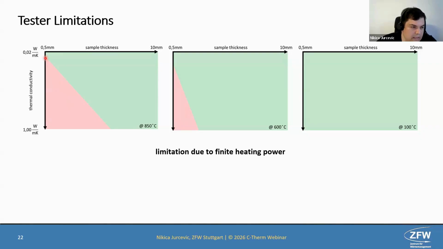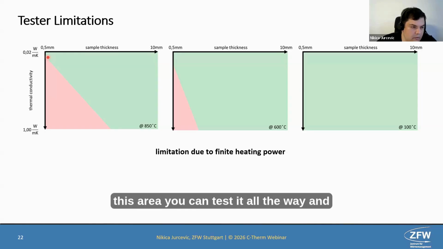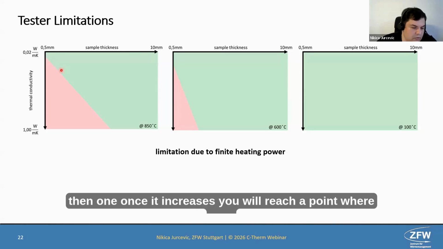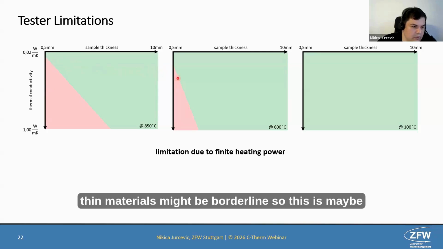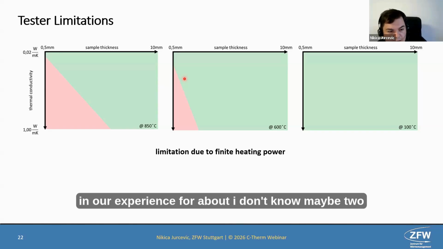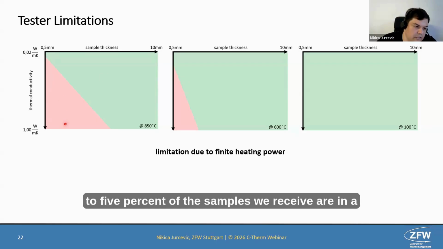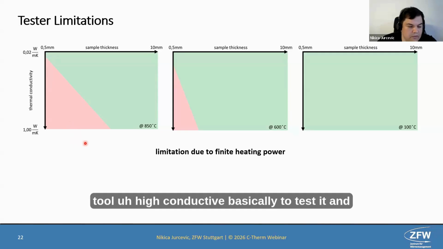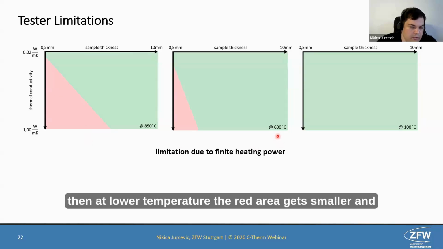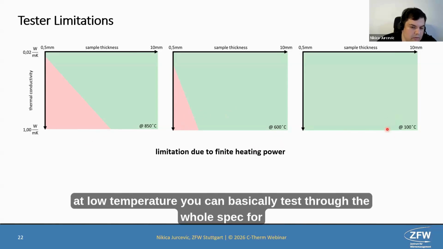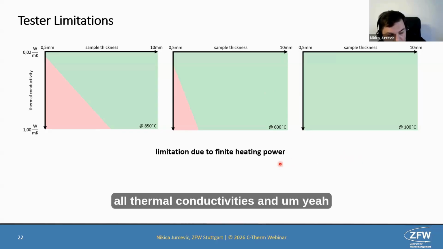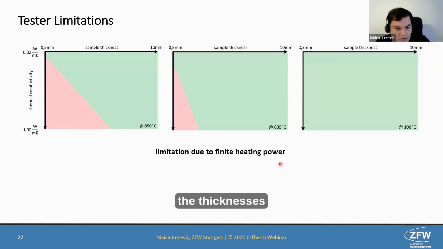You can see an aerogel sample in this area. You can test it all the way. Then, as conductivity increases, you will reach a point where very thin materials might be borderline. In our experience, maybe 2 to 5% of the samples we receive are too highly conductive to test. At lower temperature, the red area gets smaller, and at low temperature, you can basically test the whole spectrum of thermal conductivities and all thicknesses.